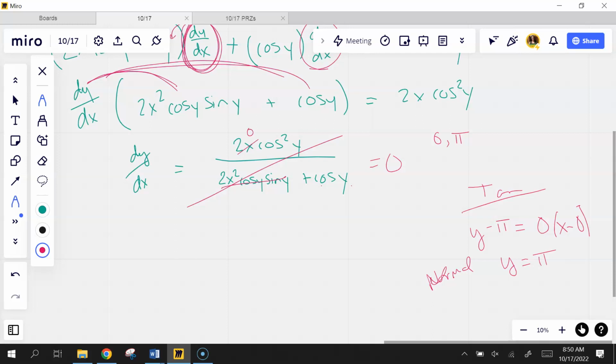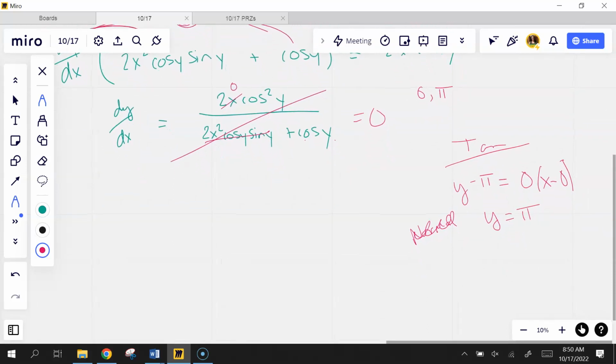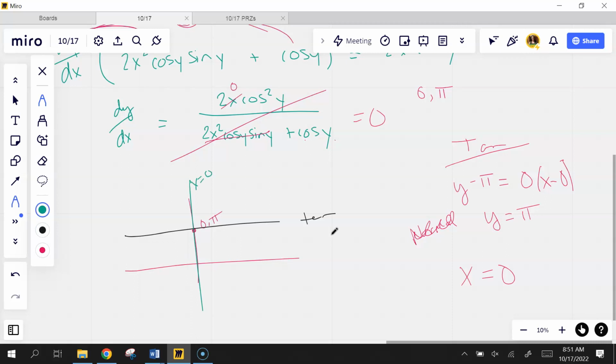Actually, the normal would be undefined slope, right? Because this is a horizontal line, so your normal line is going to be a vertical line, so your slope is undefined. So it'd be x equals 0. Right? If it's got to go through 0, pi, and this is your tan line, and your normal line's got to be perpendicular to that, x equals 0 would be your normal.